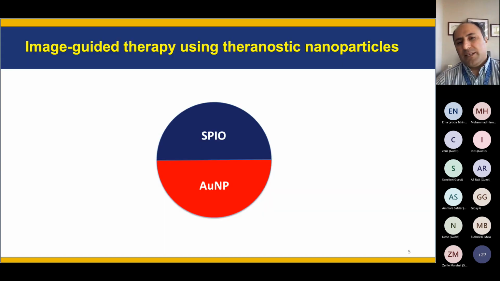As you can guess, my talk will have 3 parts. In the first part, I'm going to talk about SPIO and some characteristics and applications that this kind of nanoparticle may have. In the second part, I'm going to talk about gold nanoparticle as a plasmonic nanoparticle, for which we have lots of options for cancer treatment. And finally, I'm going to talk about the combination of these 2 kinds of nanoparticles, and how we can guide cancer therapy using this multifunctional nanoparticle.